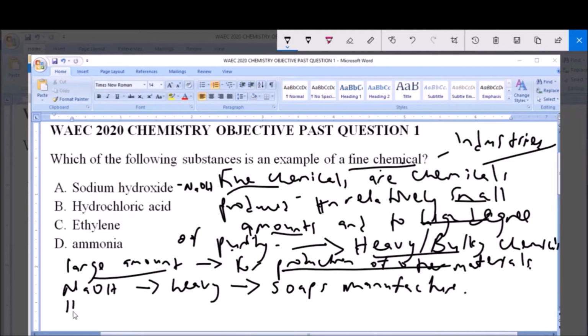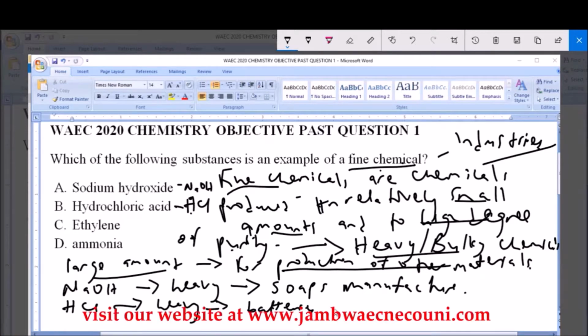Option B, hydrochloric acid, HCl, is also a heavy chemical because it is used in the manufacture of other substances. In this case, it is used in the manufacture of batteries and photo flash bulbs.